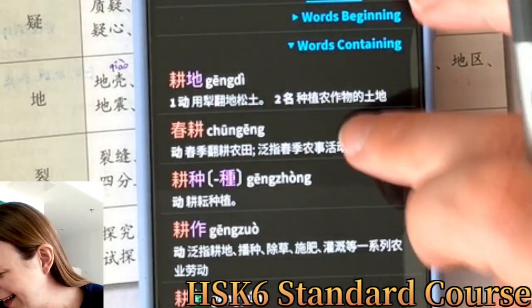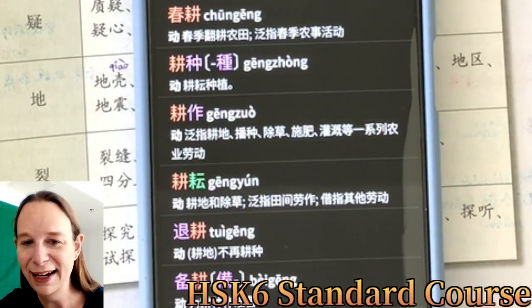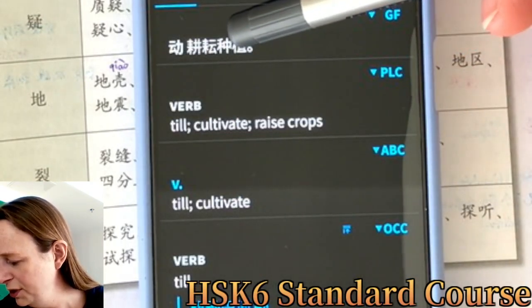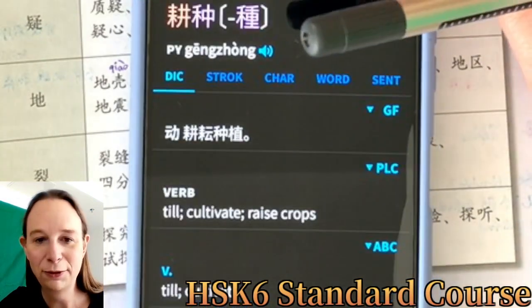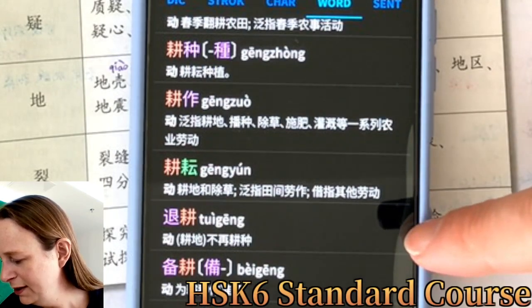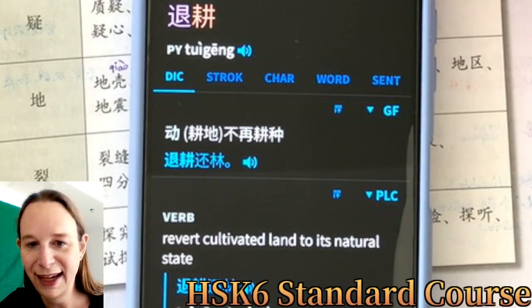All right. 耕种, so 耕 plow, 种 to plant. Okay, 耕耘种植. So yeah, 耕种. 退耕, what's that one? I don't know. Revert cultivated land to its natural state. All right.